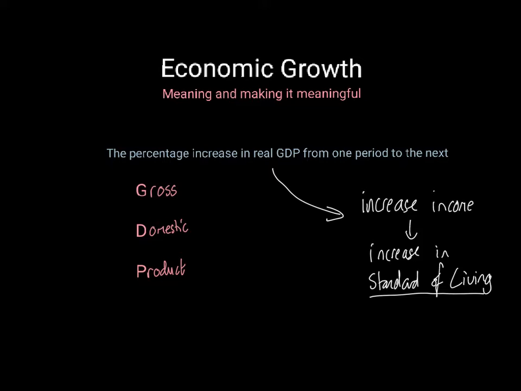So economic growth, then, the percentage increase in real GDP from one period to the next, GDP meaning the gross domestic product, and if we've got an increase in GDP, then we would expect there to be an increase in income, and if there's an increase in income, then we would expect there to be an increase in the standard of living. But as we're going to see on the next slide, there are a few things which we need to do to this figure really in order to make it an accurate reflection, or a more accurate reflection, of the standard of living within an economy. So let's have a look at those things in a bit more detail.